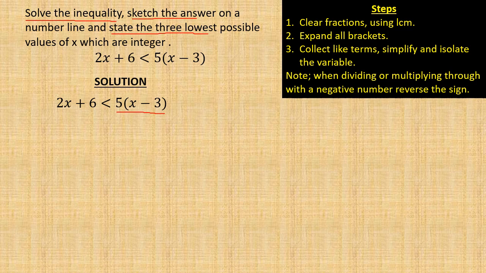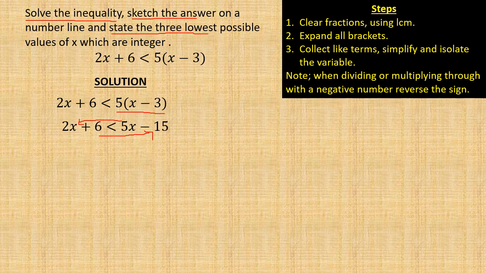So expanding the bracket, we have 2x plus 6, which should be less than 5x minus 15. That is 3 times 5, which is 15. Sorry. Now we are done with the first aspect, which is expand the bracket. Next, is to go to step 3, which is collect the like terms. That is, we move the 5x over to the left and the plus 6 over to the right.